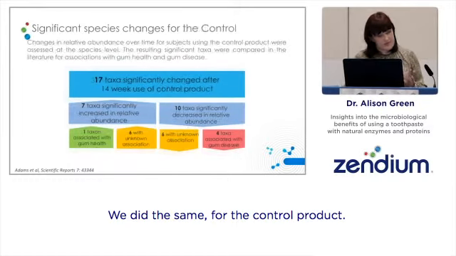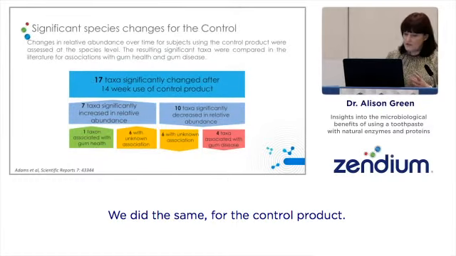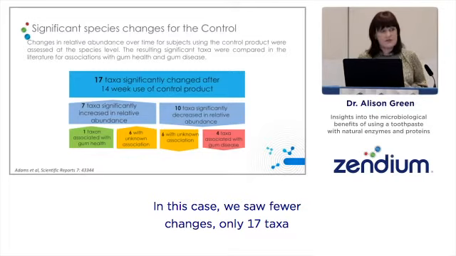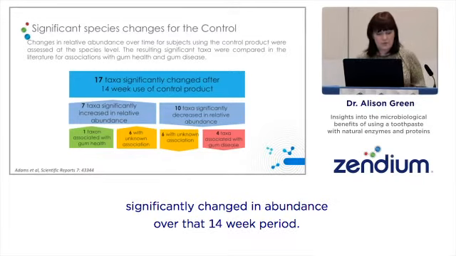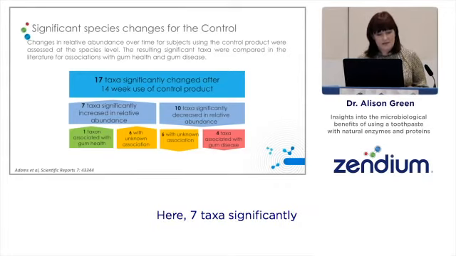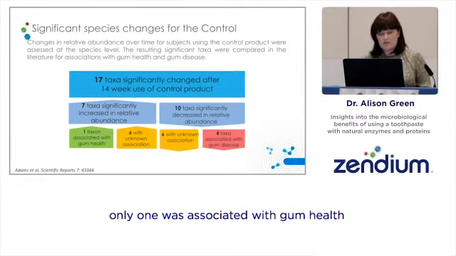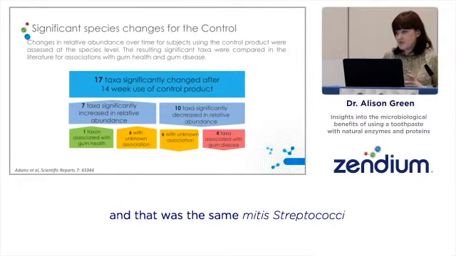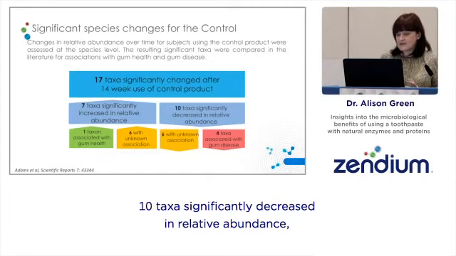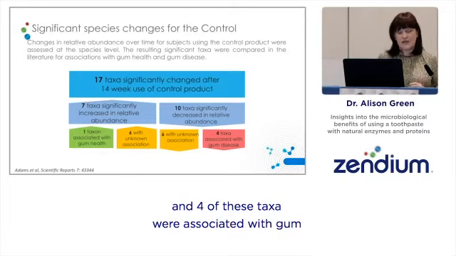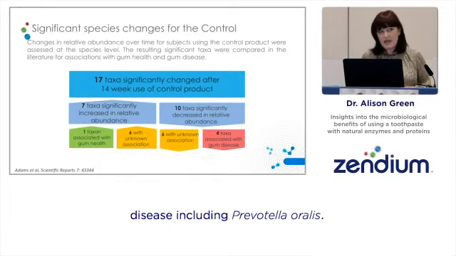We did the same for the control product. In this case, we saw fewer changes. Only 17 taxa significantly changed in abundance over that 14-week period. Here, 7 taxa significantly increased in relative abundance. Only 1 was associated with gum health, and that was the same Mitis streptococci we found in the Zendium group. 10 taxa significantly decreased in relative abundance, and 4 of these taxa were associated with gum disease, including Prevotella oralis.